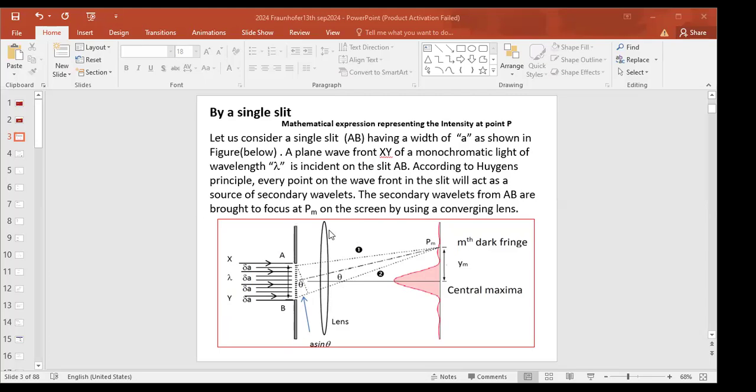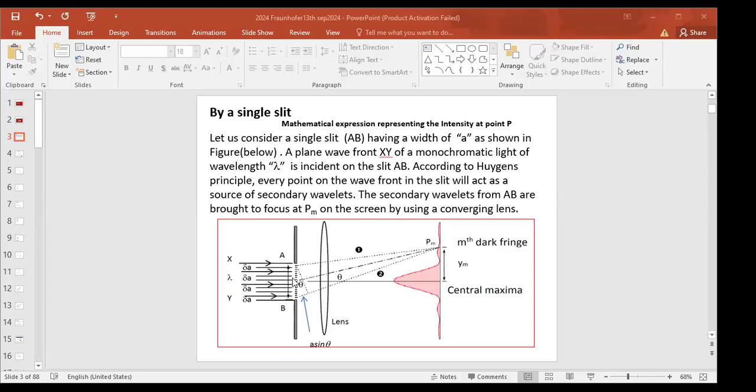But if you don't see a lens in a question or any single slit Fraunhofer diffraction setup, don't worry about that. Sometimes we just neglect the use of the lens, but sometimes we use it, because sometimes the distance is given like this, from single slit to screen is this much, or in some past papers you can see the distance between the lens and the screen is this much. So that means the distance between the single slit and the screen is that much, right? So remember that.